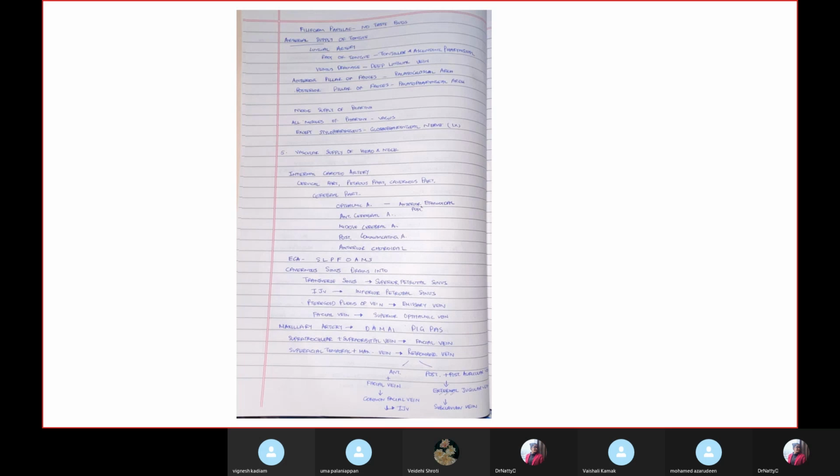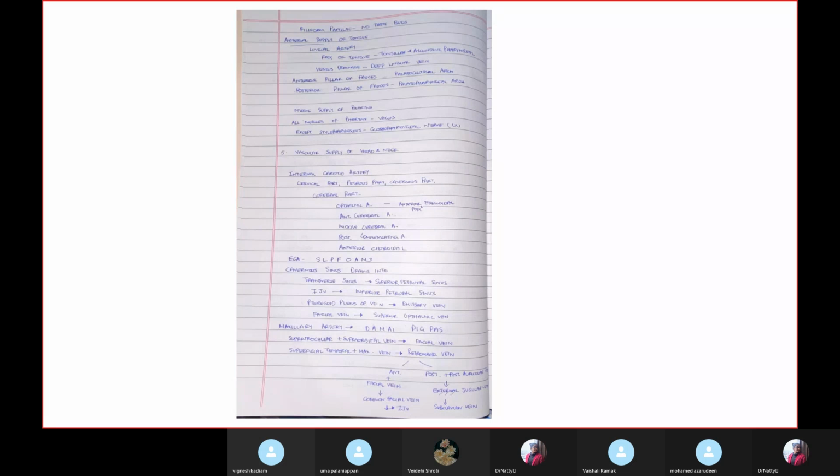So cavernous sinus, you don't need to learn everything about cavernous sinus. These 4 points, and then what is cavernous sinus thrombosis, and what leads to cavernous sinus thrombosis. So basically, cavernous sinus drains through 4 routes. They include the transverse sinus, then internal jugular vein, pterygoid plexus of vein, and facial vein.